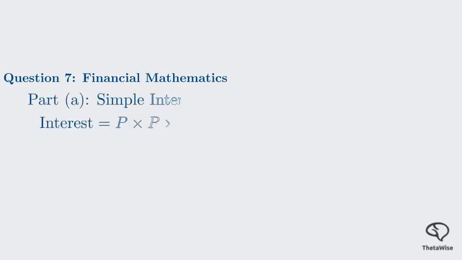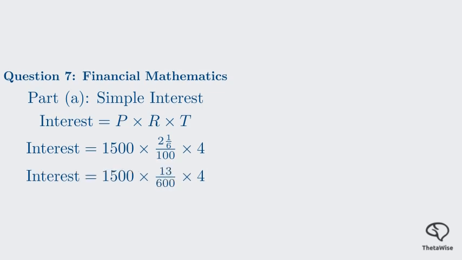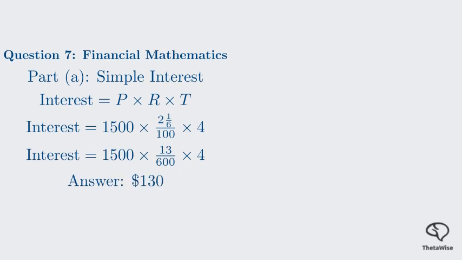Question 7 involves financial mathematics, specifically interest. In Part A, we calculate simple interest. The formula is interest equals principal times rate times time. The principal is $1,500, the rate is 2.16%, and the time is 4 years. Converting 2.16 to a fraction, 13 over 6%. Using your calculator, 1,500 times 13 divided by 600, then multiplied by 4, gives exactly $130.